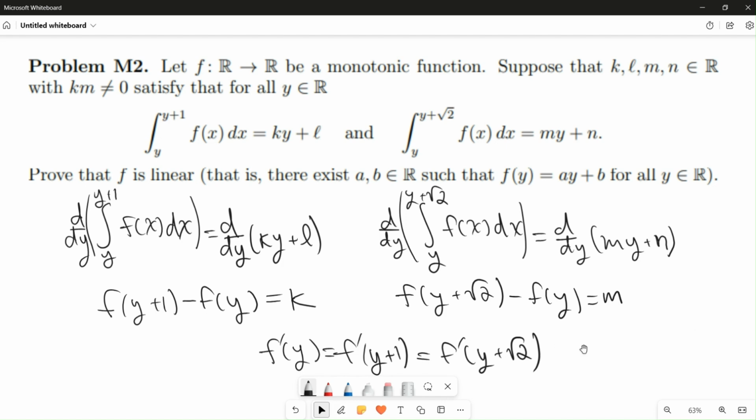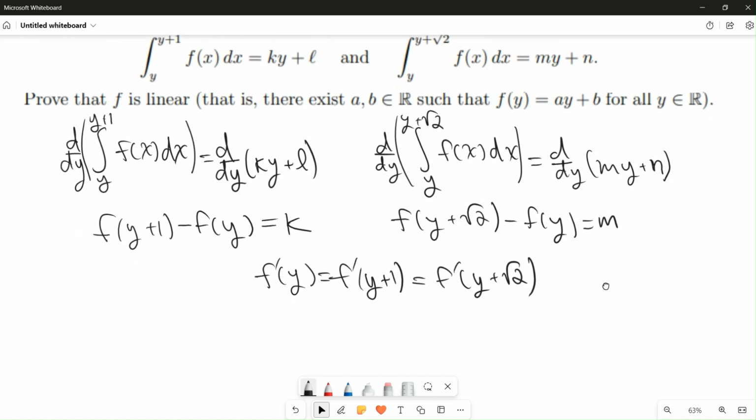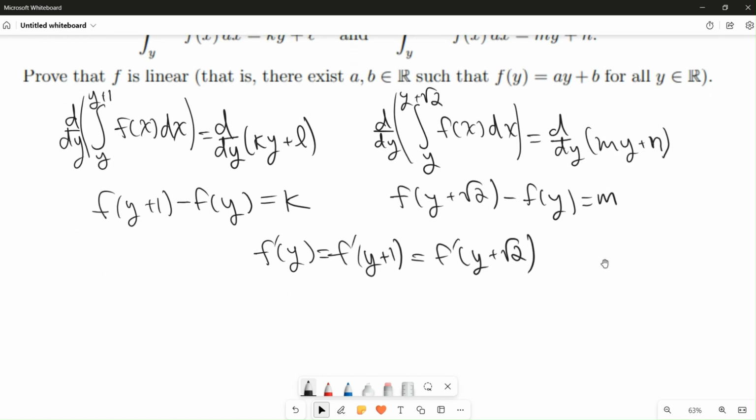So now we have this large equation which relates certain values of f prime, and we have to keep in mind what the problem wants us to do, right? We have to prove that f is linear. And really, the only way for f to be linear is for f prime to be a constant. So our goal is to show that f prime of y is a constant function.